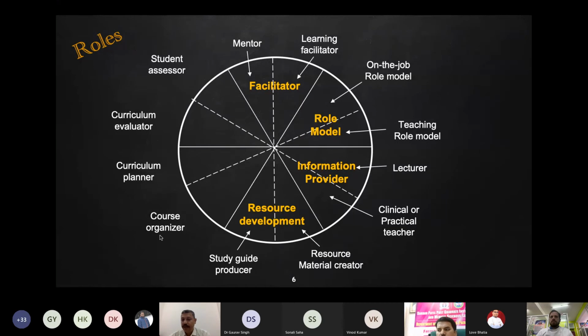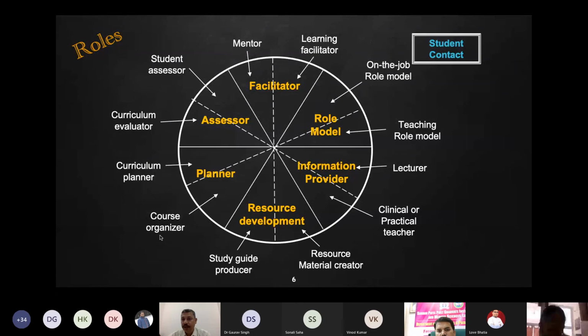As a study guide producer and resource material creator, we play an important role in the development of resources. As a course organizer and curriculum planner, we have the role of a planner. And then as a curriculum evaluator and student assessor, we have to play the role of assessor. So basically these different roles are again cut short into 6 different roles which we as teachers have to perform. Now, where do we perform these roles?